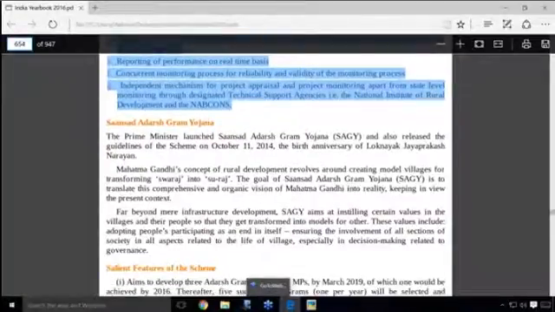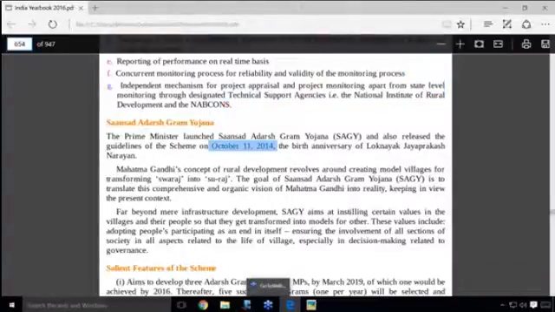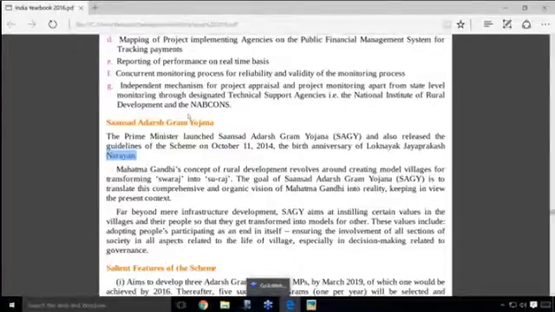I told you about Sansad Adarsh Gram Yojana. When it was launched is important: October 11, 2014, the birth anniversary of Lokanayak Jayaprakash Narayan. So 2014 was crucial. That was the reason why you got a question on the JP movement in prelims 2015 as well.